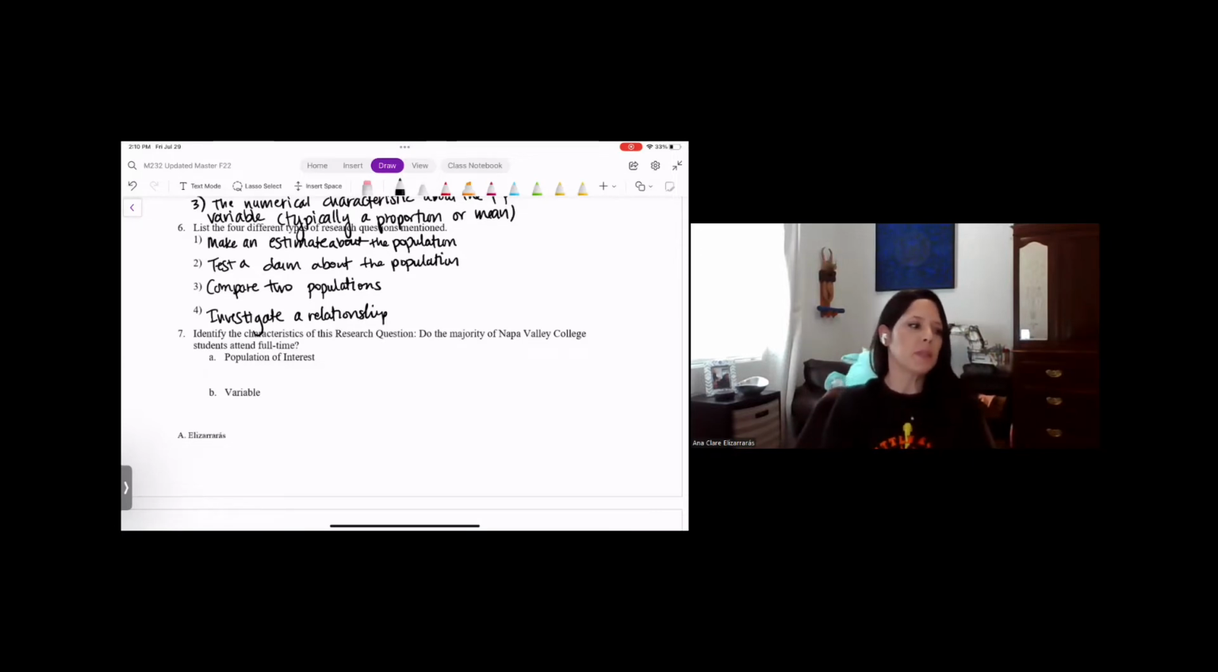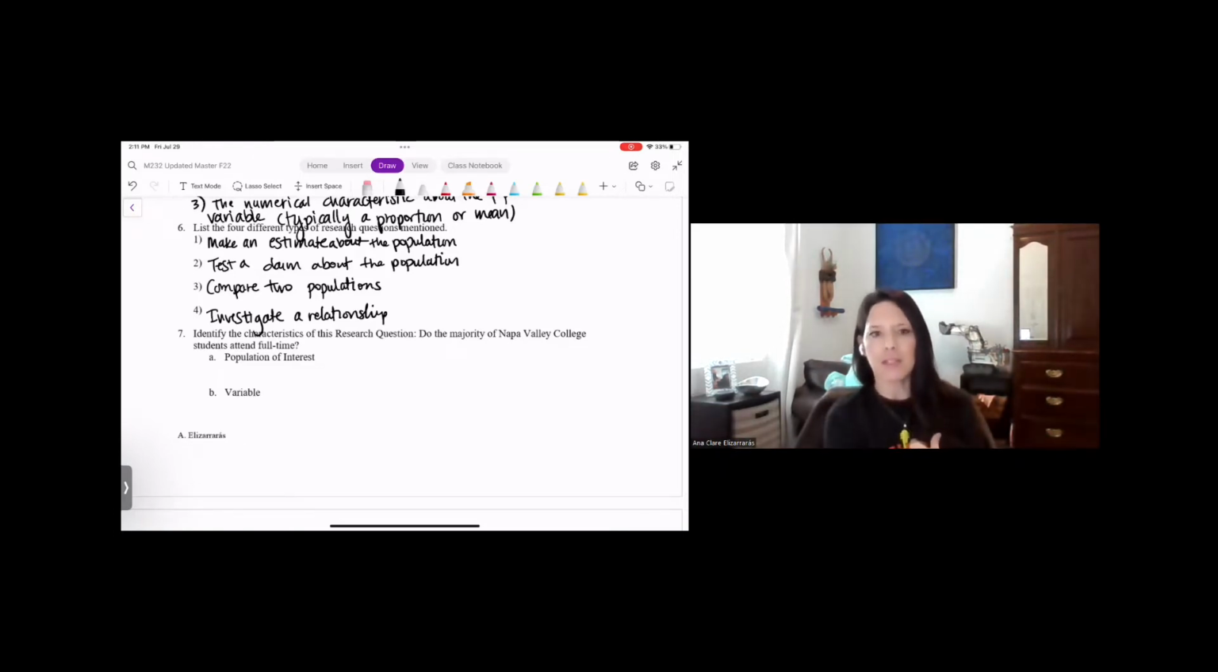Testing a claim would be something like, I think the average age of statistics students in California is greater than 19, but research shows that it's 19. I want to test the claim that it is 19 because I think it's greater.